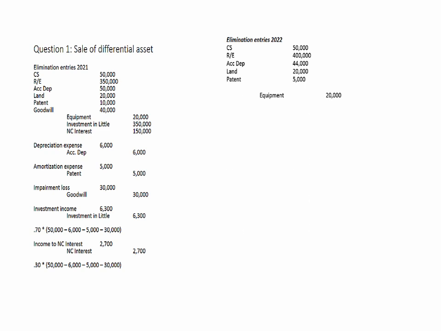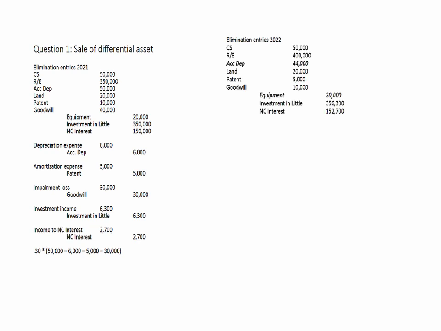We carry forward the land of $20,000 and the remaining unamortized patent, and we carry forward the remaining unimpaired goodwill. That total, we again split 70-30 between the investment and the non-controlling interest. Now let's go ahead and see what we're going to do with this equipment differential. Now again, we're going to be selling this equipment on May 1st, or we're looking in hindsight, this was sold on May 1st of 2022.